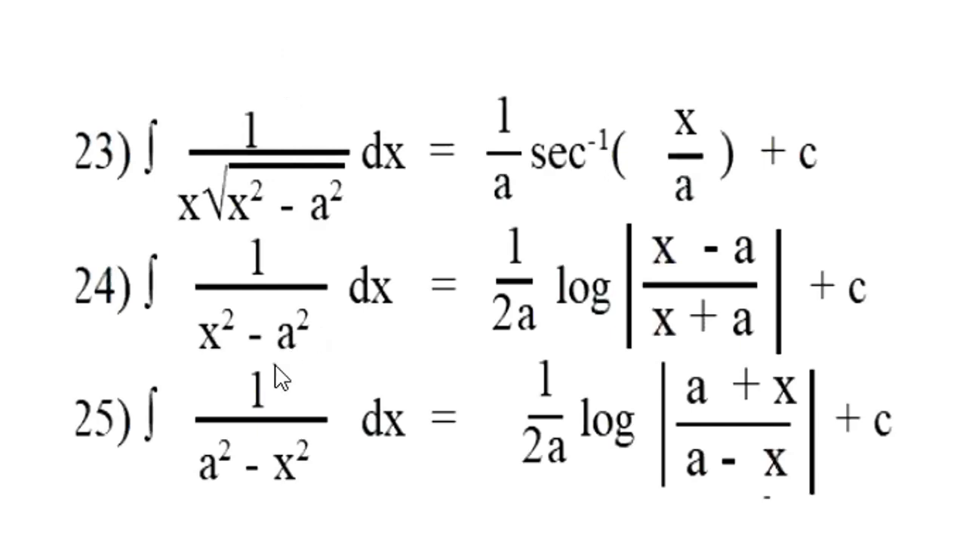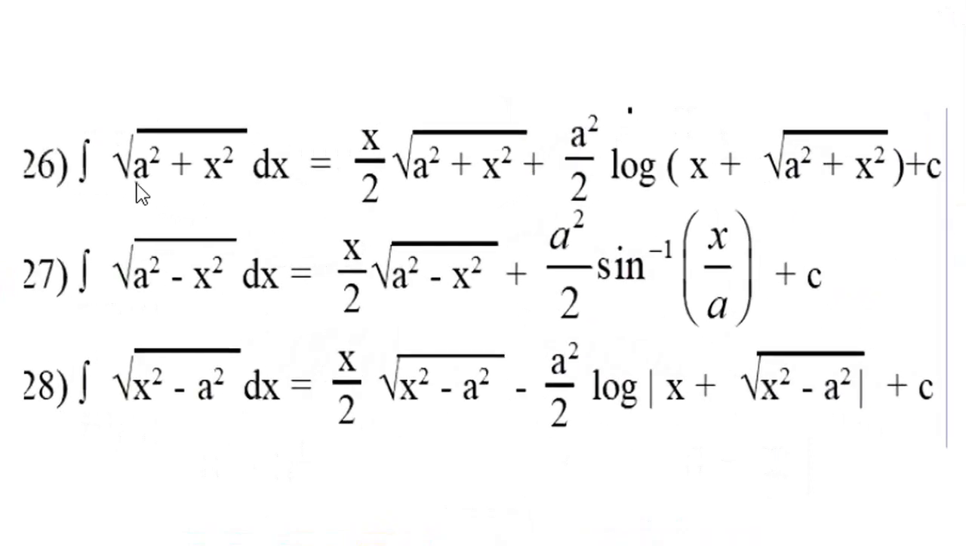Next is integral of 1 upon x square minus a square dx is equal to 1 by 2a log of mod of x minus a upon x plus a plus the constant of integration c. Next is integral of 1 upon a square minus x square dx equal to 1 by 2a log of mod of a plus x upon a minus x.